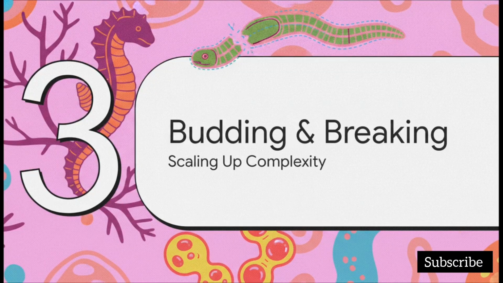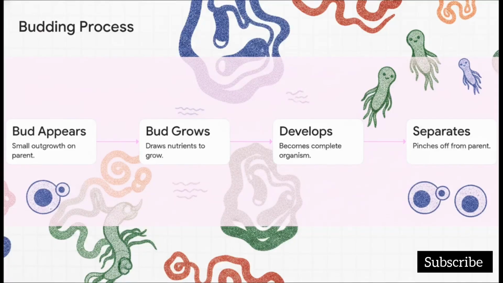Next up, Section 3, budding and breaking. Scaling up complexity. This right here is budding. It's the exact same process baker's yeast uses, which, by the way, is how we bake bread and make bakery products. It's also how the freshwater hydra reproduces. Basically, a small outgrowth, literally a bud, appears on the parent's body. It grows, develops into a complete miniature organism, and then it just pinches off. It separates from the parent to go live its own life.